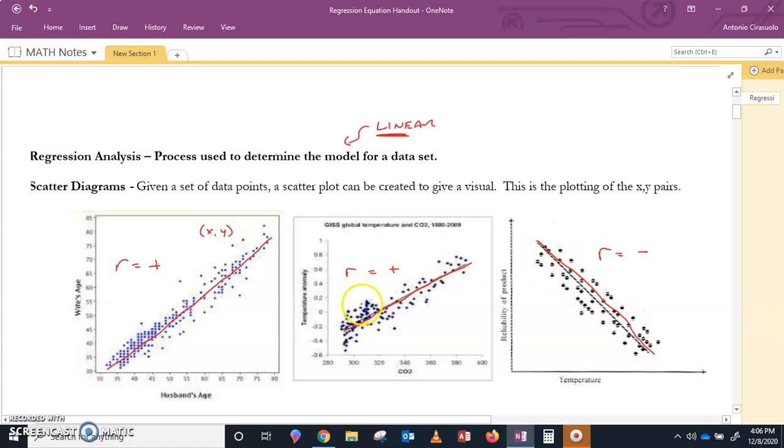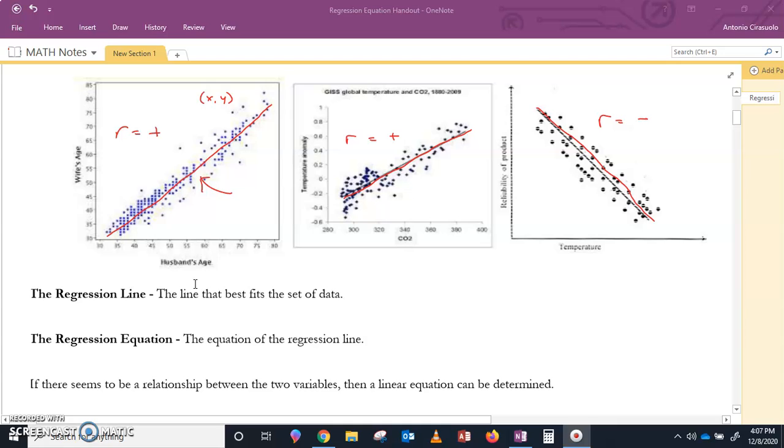So what we're going to do is try to figure out what is the equation of the line of best fit through that data set. Okay, that's what we're trying to accomplish here. So a couple of definitions. The regression line is the line that best fits the data set. The regression equation is the equation of that line.